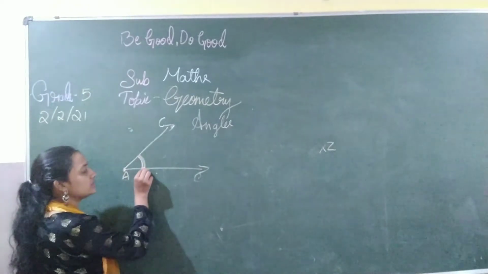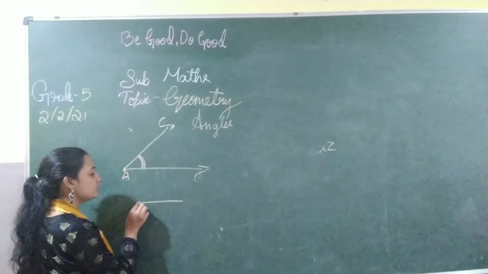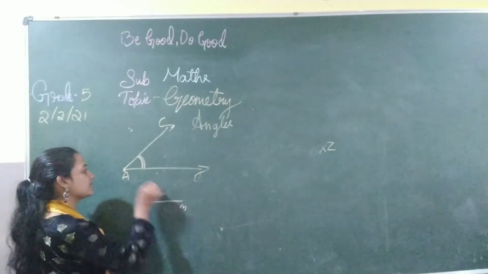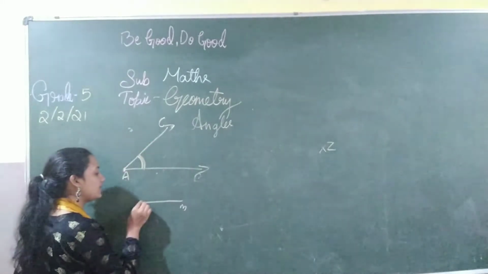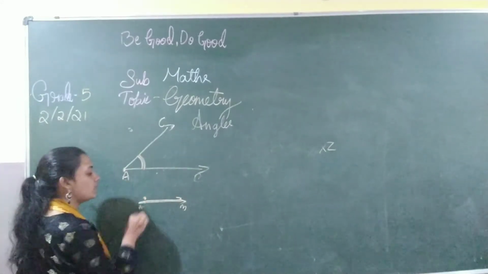The angle will start measuring from 0. So when I have a straight line, imagine both the rays AB and AC are lying together here only. So this will be a 0 angle.